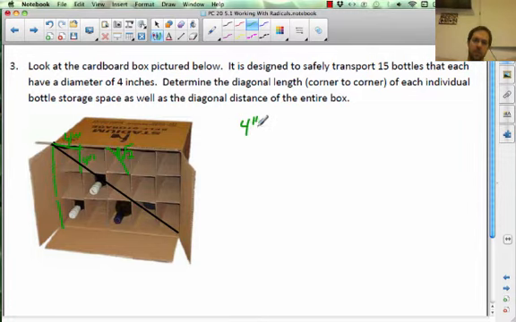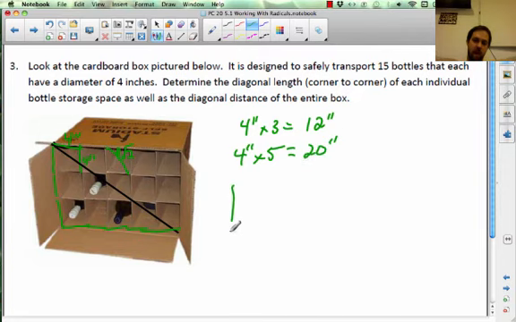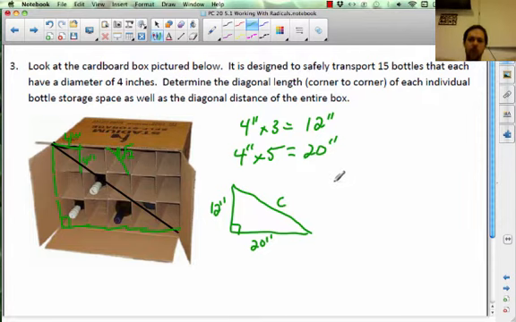So that's 4 inches times 3 is the height, which is a foot. And across we have 1, 2, 3, 4, 5 squares, and we have 4 inches times 5 squares, which is 20 inches. So we now have, again, a right triangle, because this corner is right. And this is 12 inches, and this one is 20 inches. So this is C.